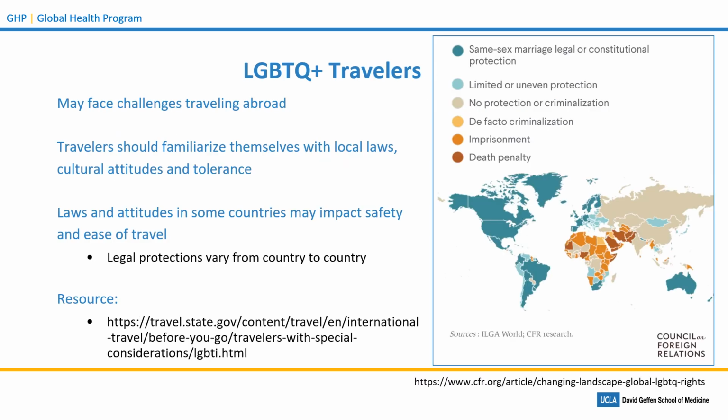I'd like to touch upon the challenges that LGBTQ plus travelers may face while traveling abroad. It's super important to familiarize themselves with local laws, cultural attitudes, and tolerance, as these can definitely vary between countries and different parts of the world. There's a pretty decent resource on the Department of State website, which I've included down at the bottom of the slide, that you can review. And then on the right-hand side is a map from the Council on Foreign Relations from a few years ago, which illustrates some of the protections, for example, for same-sex marriage in various parts of the world, or the lack thereof in other parts of the world.